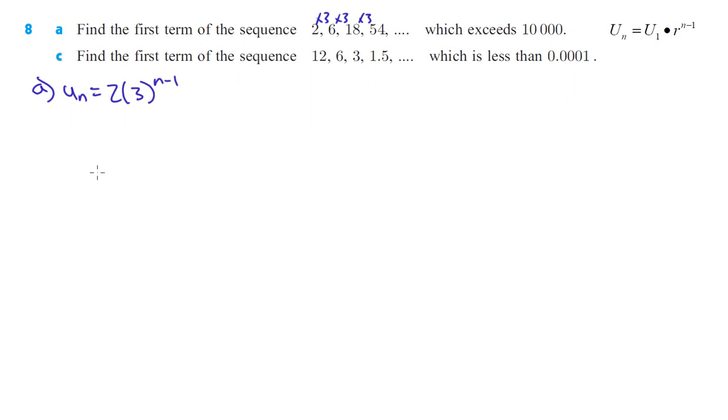So we want to figure out what term is going to exceed 10,000. So let's just do this. So we want to know when this here is going to be more than 10,000. So let's just set it equal to 10,000.